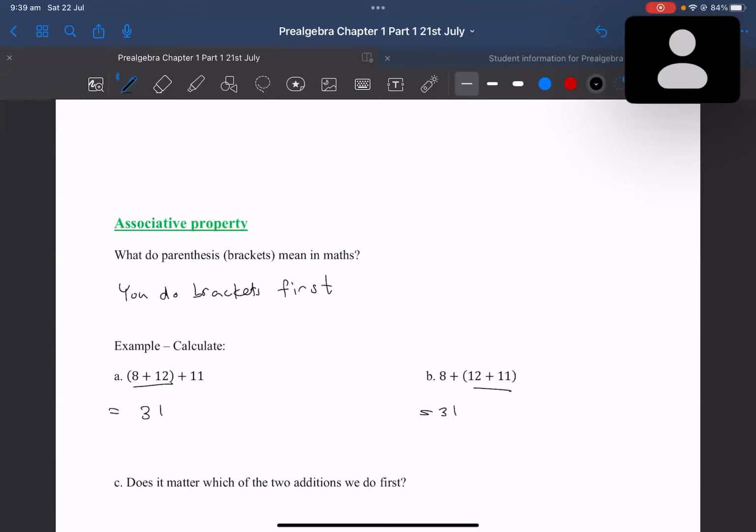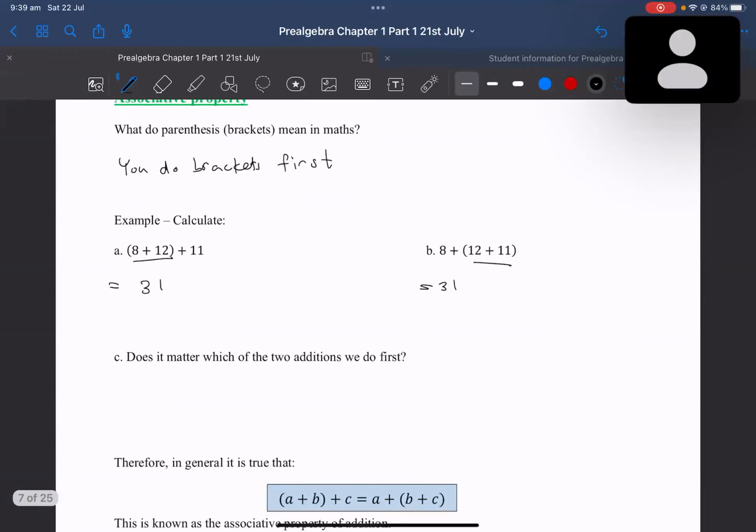But I'm just saying, for when there's addition only, you can rearrange it. It doesn't matter what you do first. You can do any addition first. So does that make sense? Yeah. All right. So the point is that it doesn't matter which of the two additions we do first. Just for addition, not for other operations, just like you guys said. Right. So the order of the additions doesn't matter, and what you do first doesn't matter either.